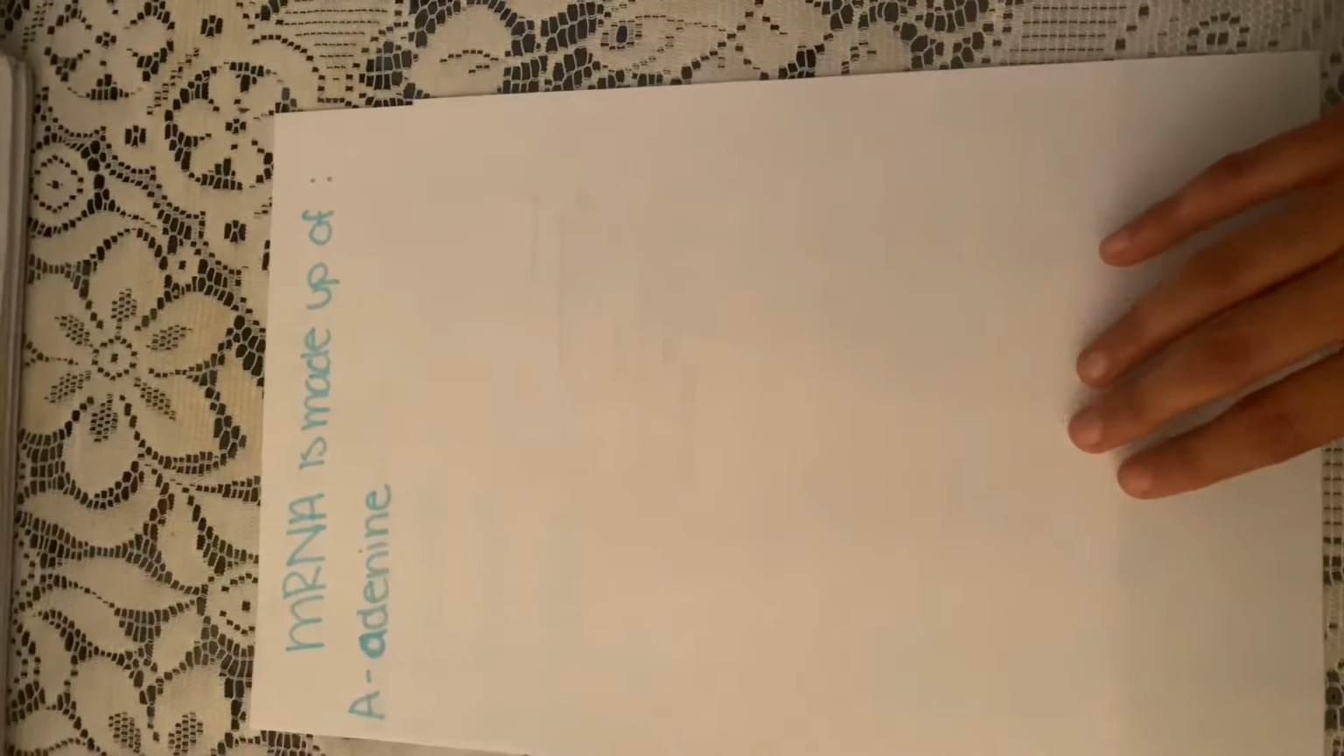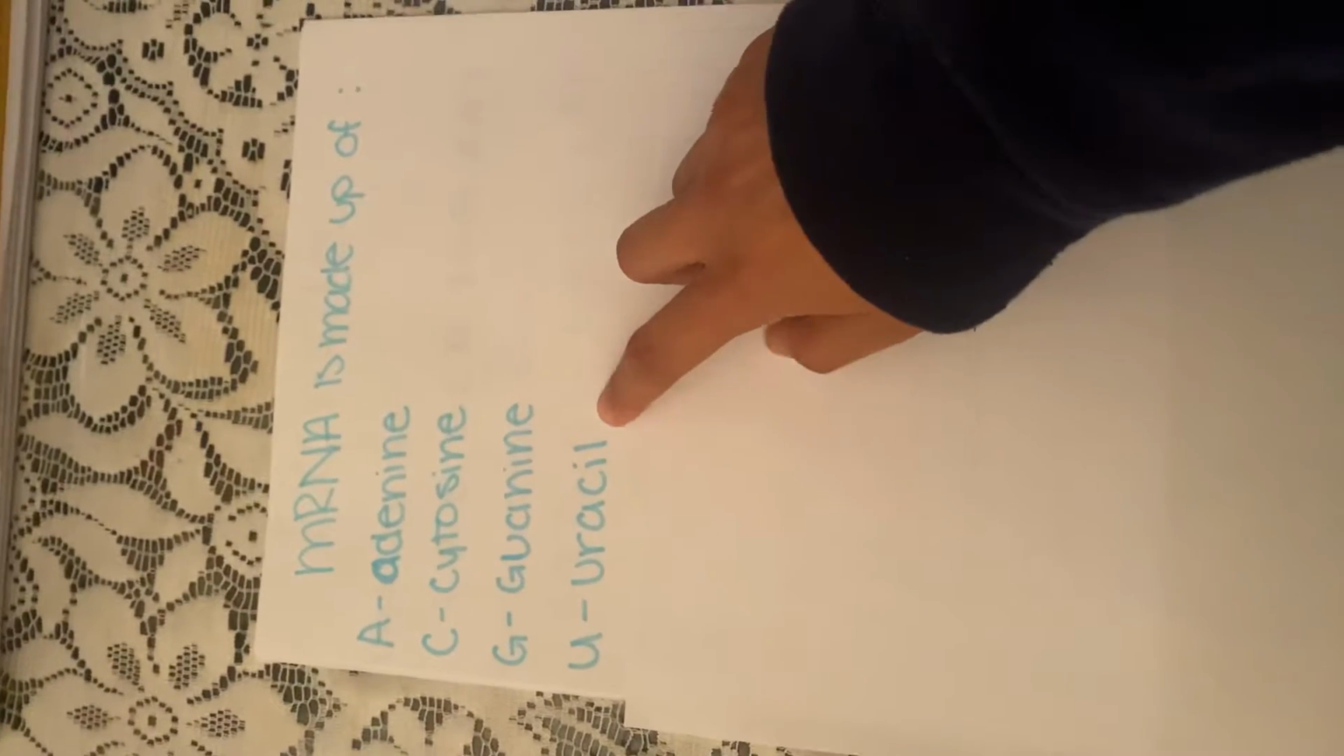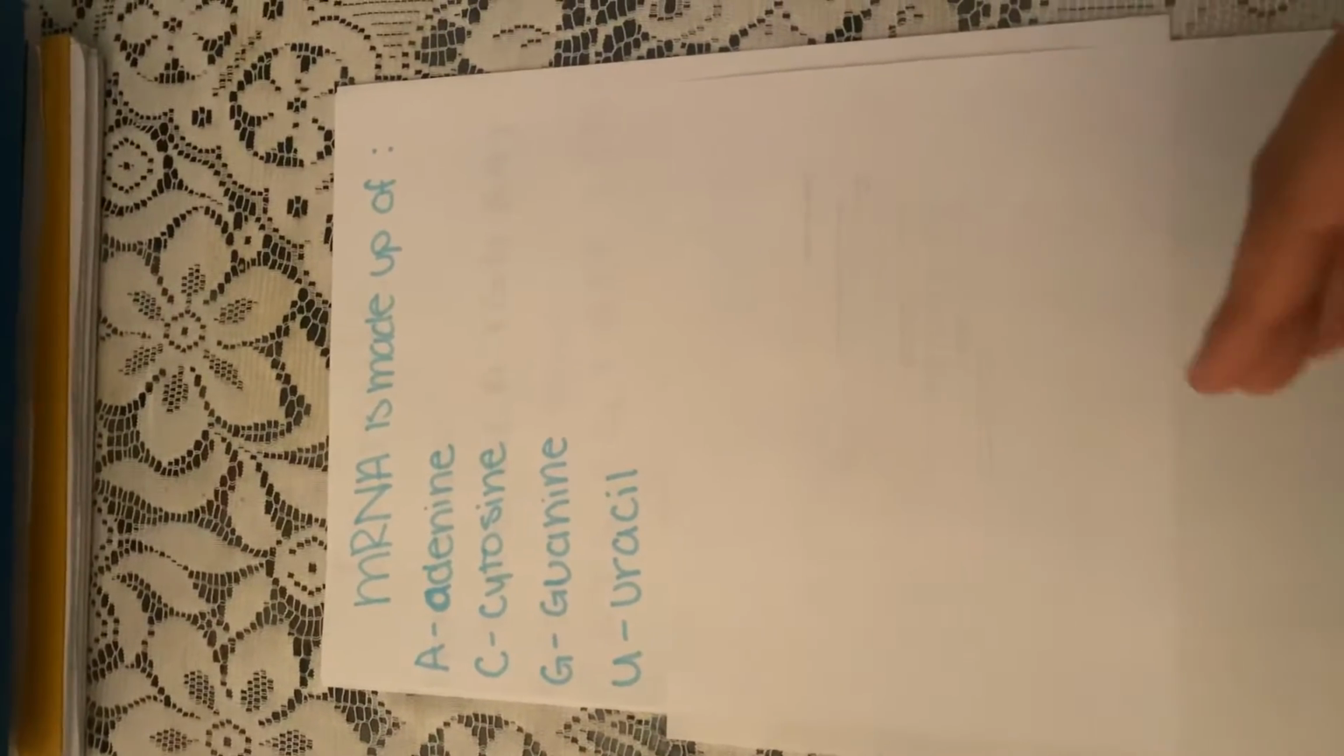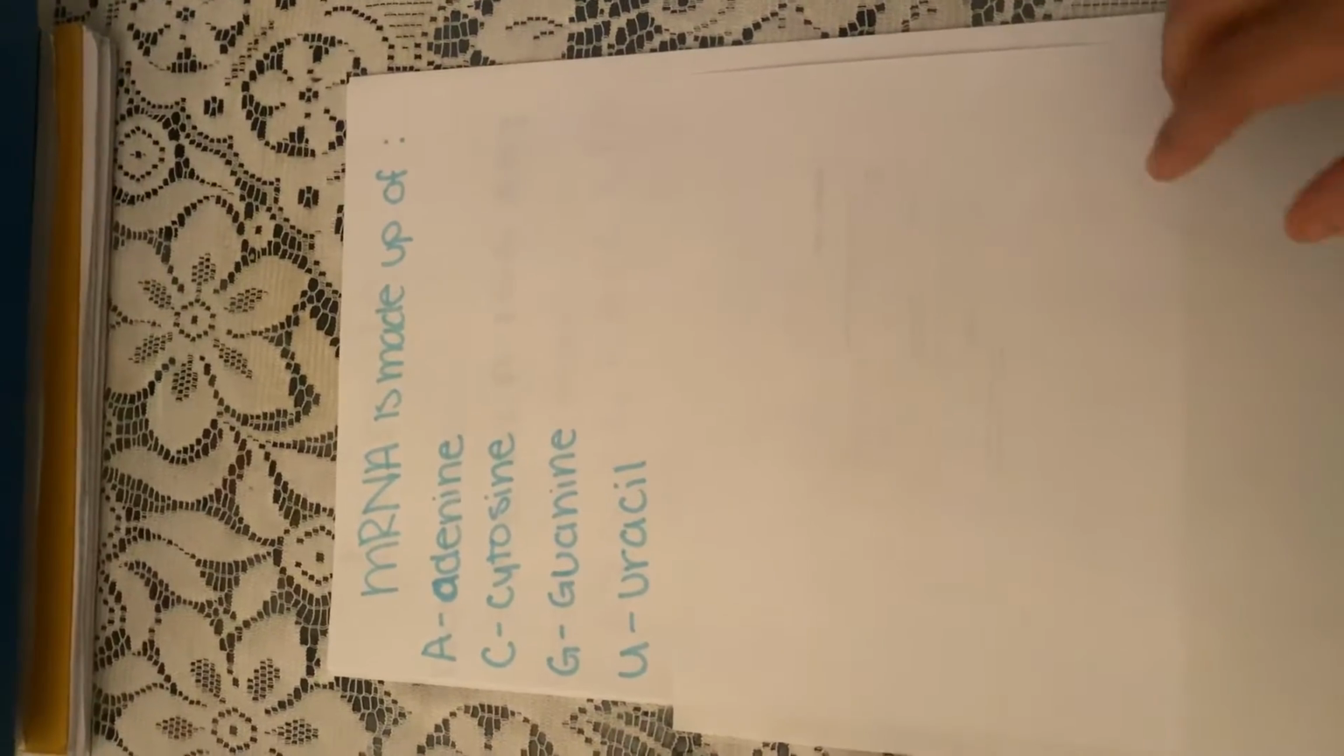Now when it comes to the mRNA, it is made up of adenine, cytosine, guanine, and uracil. So adenine will bind to the uracil and cytosine will bind to the guanine. The only difference between the mRNA and the DNA is the uracil in the mRNA and the thymine that is in the DNA.